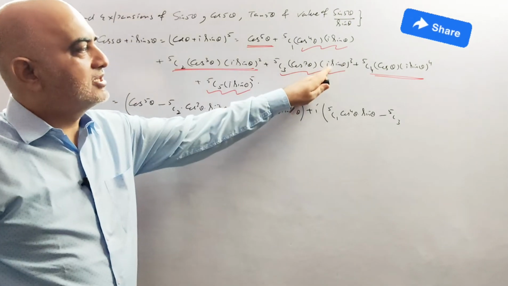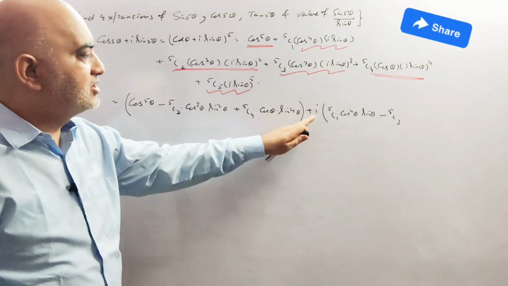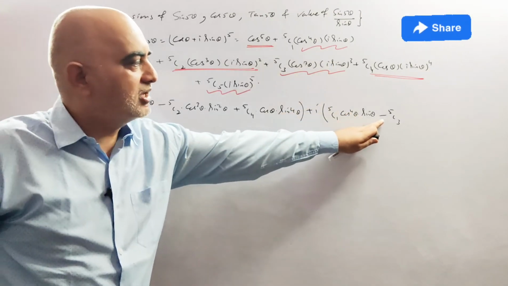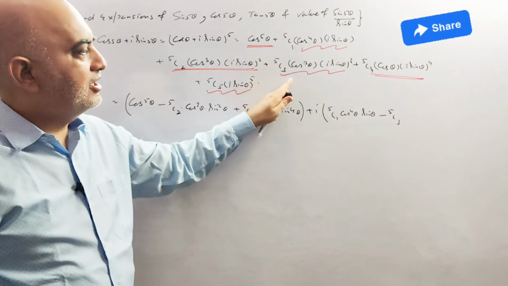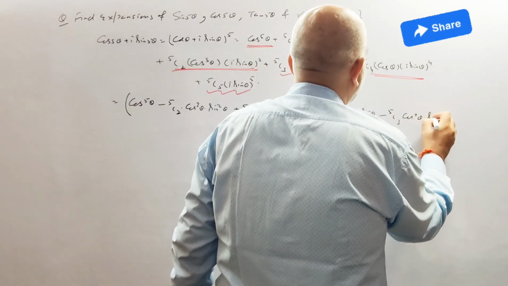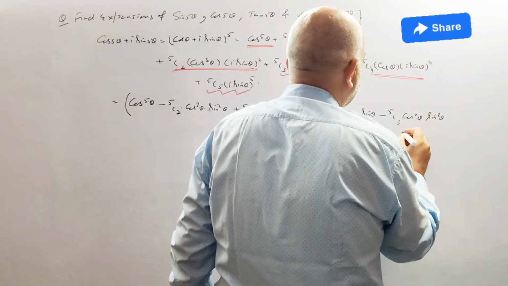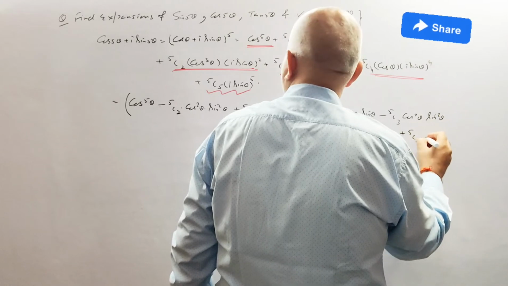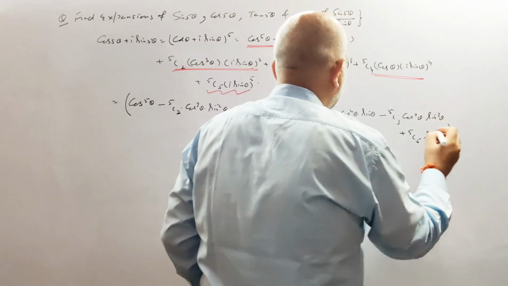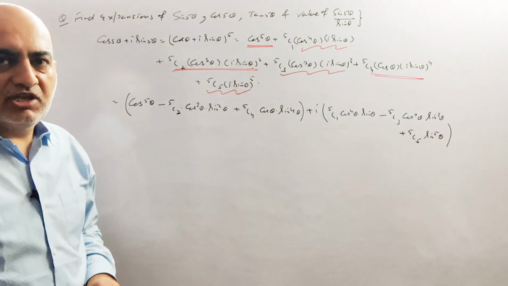Iota square is -1, iota is outside of this bracket, so that becomes iota cube. Iota square is -1, so I am taking minus sign here. 5c3 cos square theta sine cube theta, and at last one 5c5 sine to the power 5 theta. This is our imaginary part.